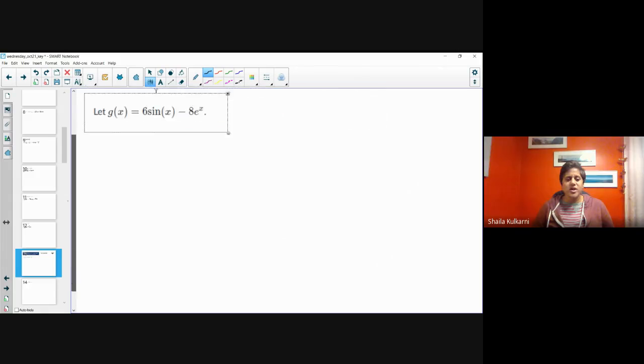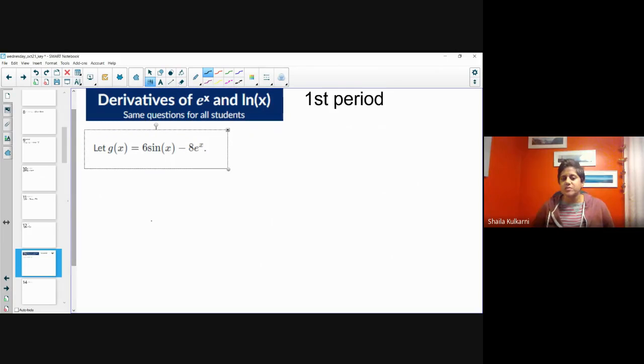Ladies and gentlemen, we keep plowing along. Our next set of problems was about e to the x and ln x. Remember, the derivative of e to the x is itself. The derivative of ln x is 1 over x. And there we go. So g prime x.